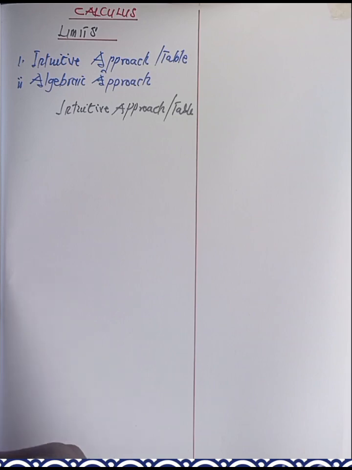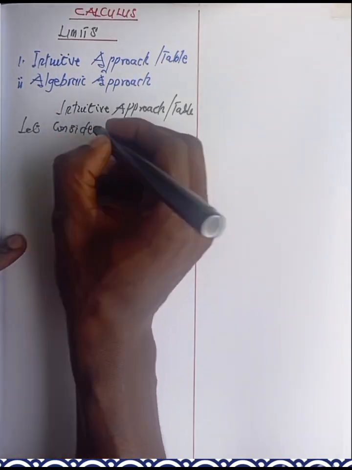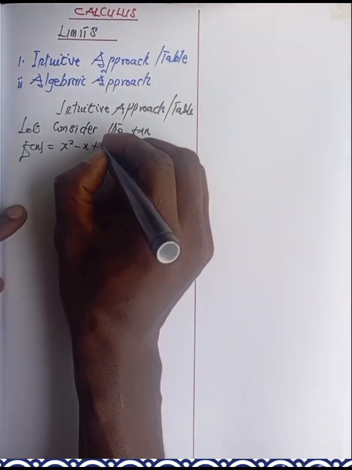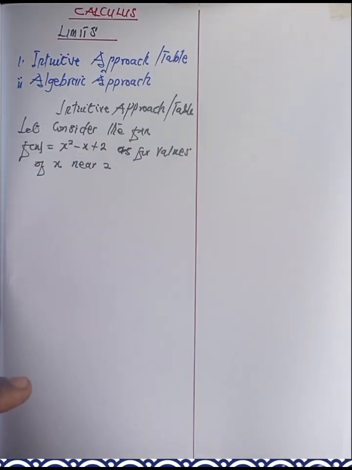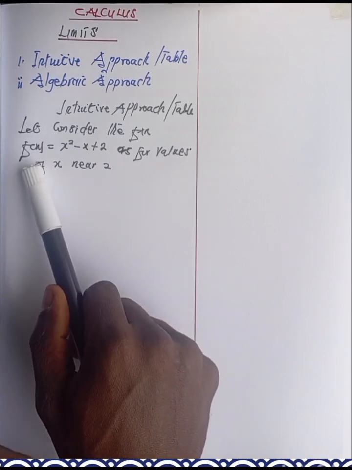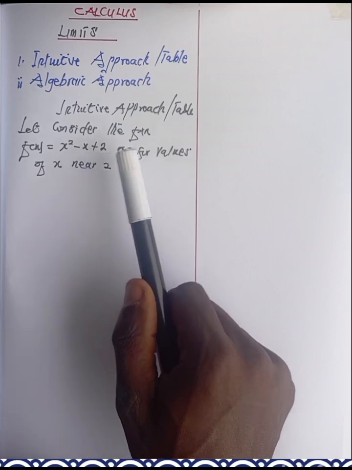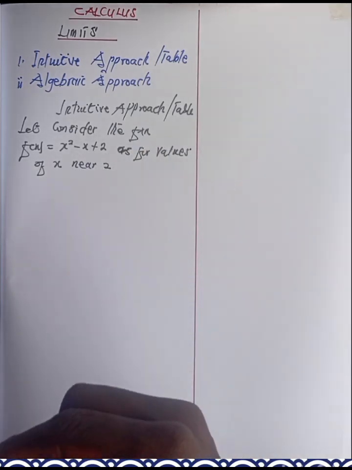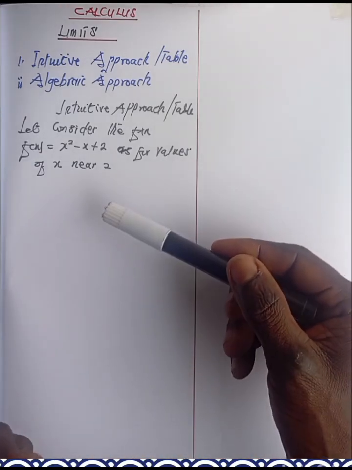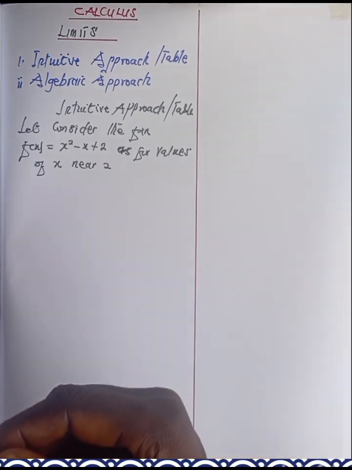To start with the intuitive approach or the table method, let's consider the function f(x) = x² − x + 2 for values of x near 2. It means we are going to use the table method to find the limit of this function as x gets nearer and nearer to 2.